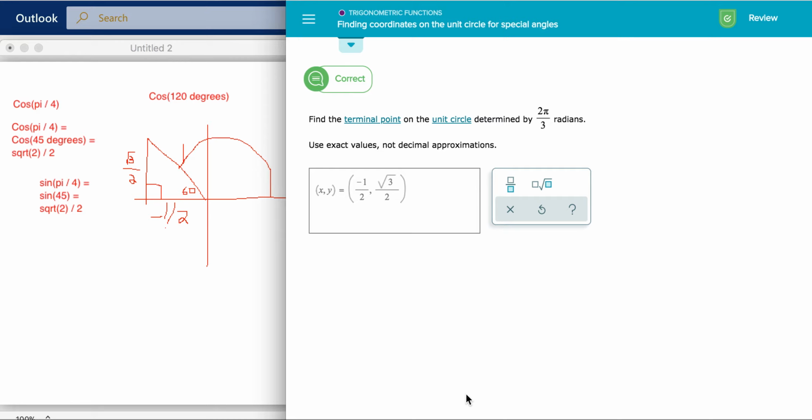Hopefully that helps. If you're not sure where I kept coming up with square root of 2 over 2 or square root of 3 over 2, you're going to want to practice those trigonometry problems from before. But otherwise, that's the big thing you need for this. To find a terminal point on the unit circle, cosine is the x-coordinate, sine is the y-coordinate.